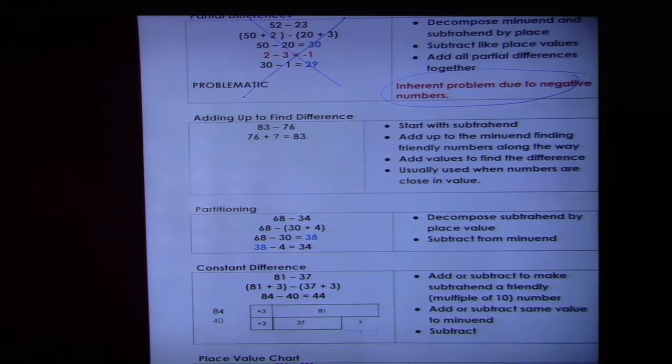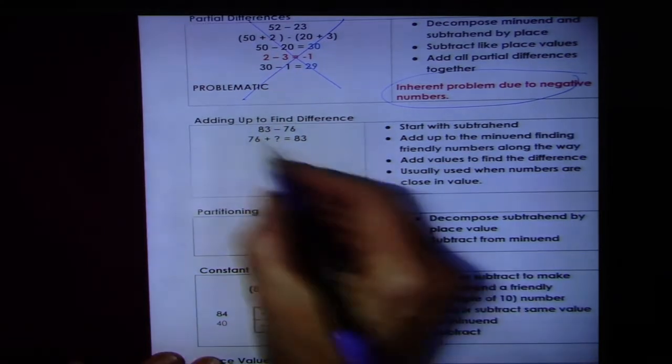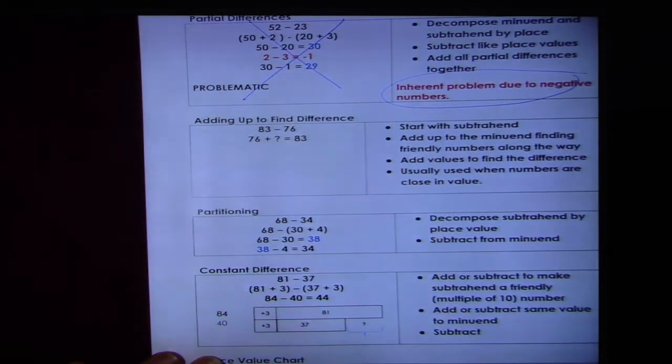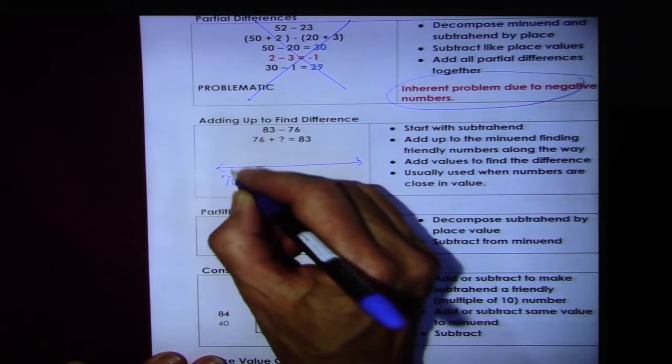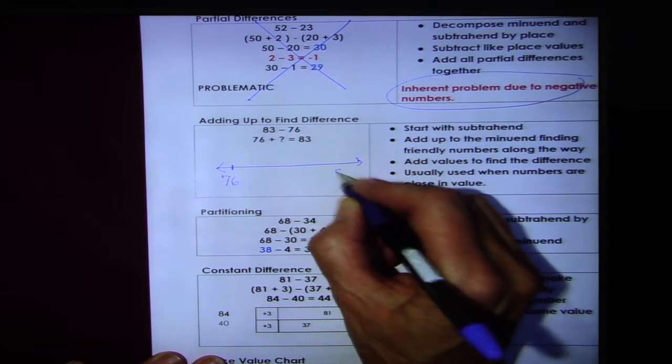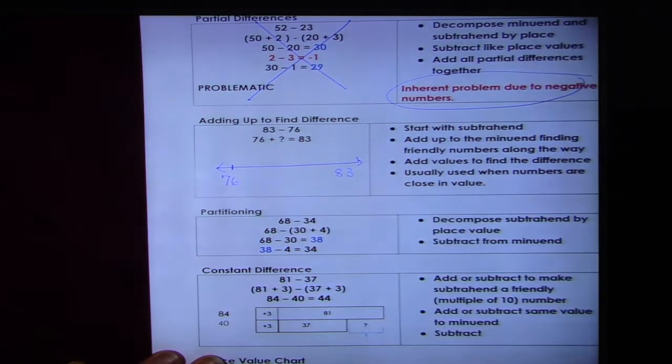Subtraction can be solved by adding. So this is where we've got to pay attention to our language. We can't always say this is a subtraction problem, and that happens more with your word problems. But I can take 83 minus 76. I can use a number line and say, I've got my 76. How many do I need to get to 83?